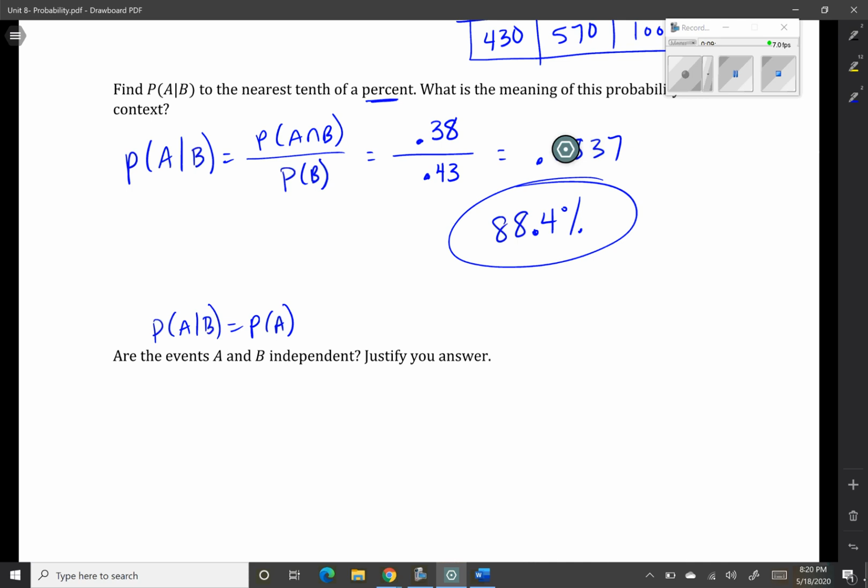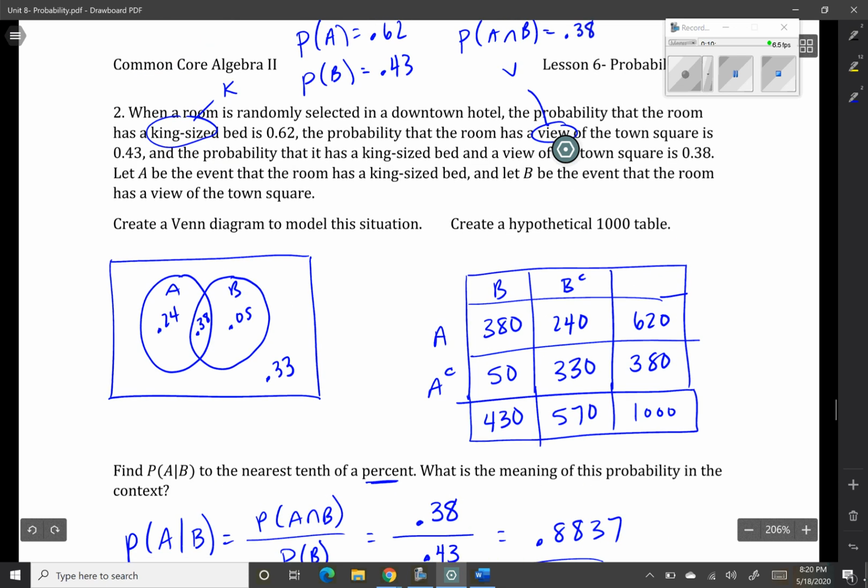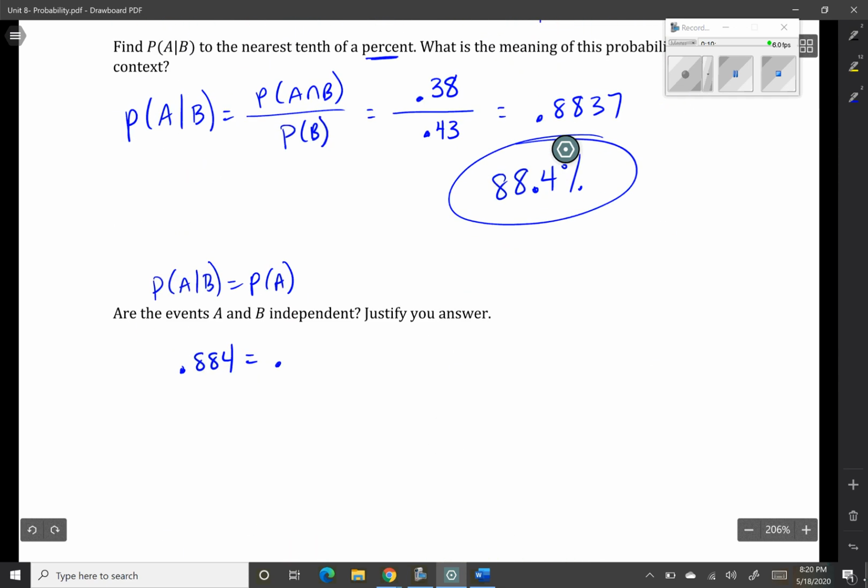So we know the probability of having a king-size bed given a view, we just found that, was 88.4%. The probability of just having a king-size bed, nothing else, was, if I'm remembering correctly, yes, 0.62. These are not the same, therefore these are not independent events.